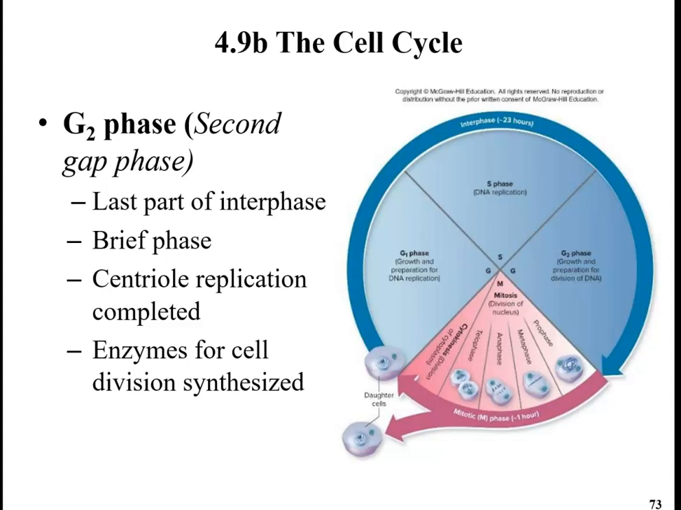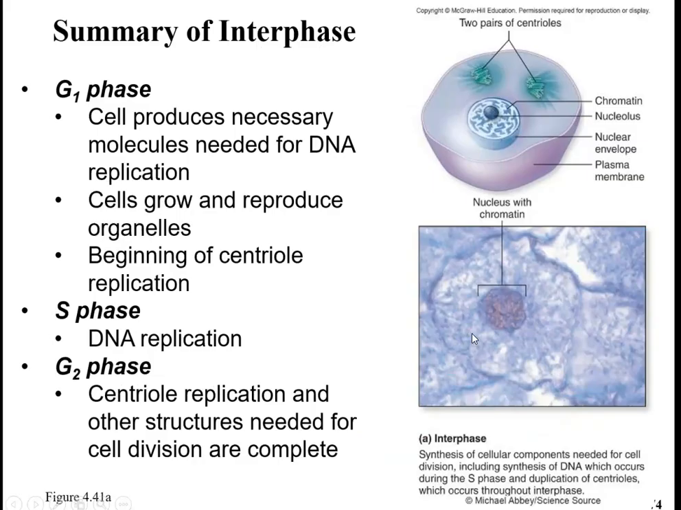Then next is the G2 phase, the second gap phase. This is the last part of interphase. It's very brief, and essentially you're still producing enzymes and other proteins that you need for division. And the stuff that got started in the G1 phase, like centriole replication, that's completed. Everything gets completed right before mitosis.